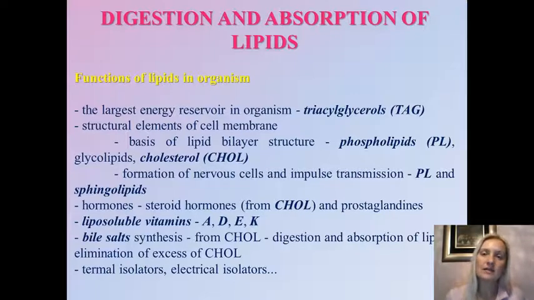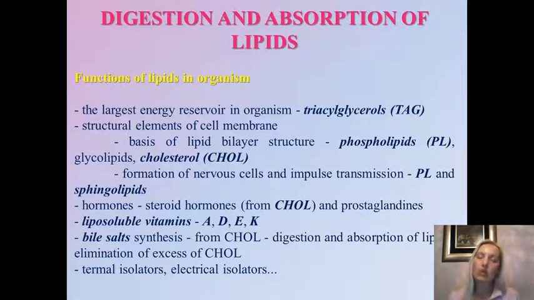Not to forget the liposoluble vitamins A, D, E, and K. We mentioned at the time in the general biochemistry course that those are vitamins with a specific lipid structure, because if you remember, we mentioned that they're all polymers of isoprenoid units. Bile salts are also synthesized from cholesterol, so they are state-of-the-art lipid molecules, and they are actively involved in our today's topic, digestion and absorption of lipids.